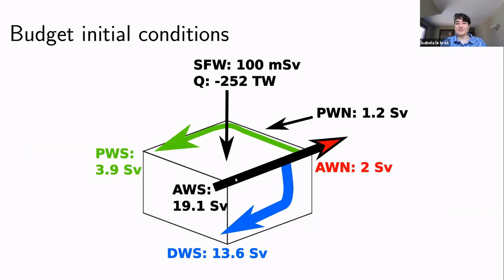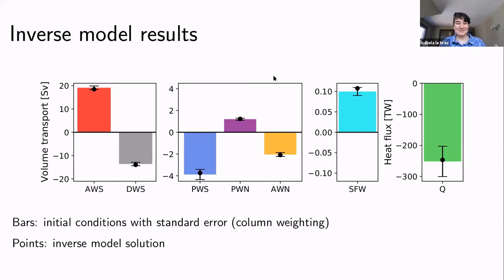If you put all these numbers back into this box picture, these are the initial conditions that I'll now feed into the inverse model. So 19 spiridrips of Atlantic water coming in, the transformation into these 3 different water masses, and then the other inputs of polar water north and the surface freshwater fluxes and heat fluxes. So we can put these into the model, and the bars in this plot are the initial conditions, and they include this standard error that I use as the column weighting for the inverse model. And then the points are the inverse model solution.